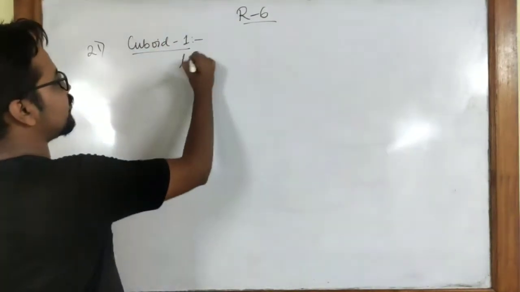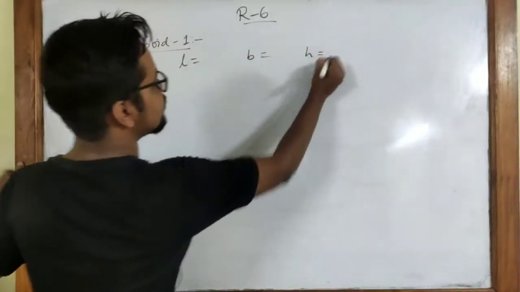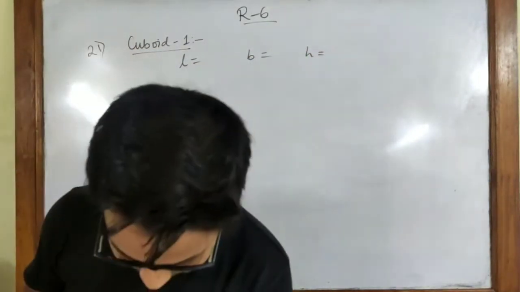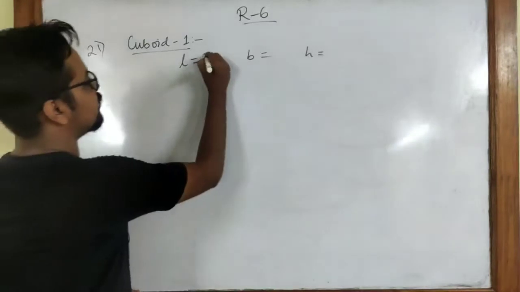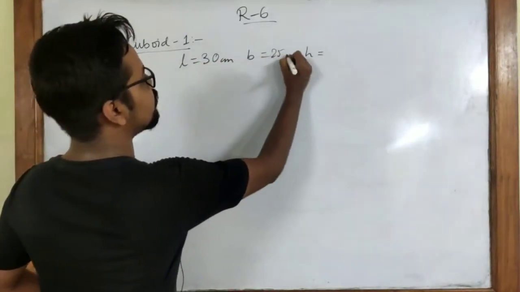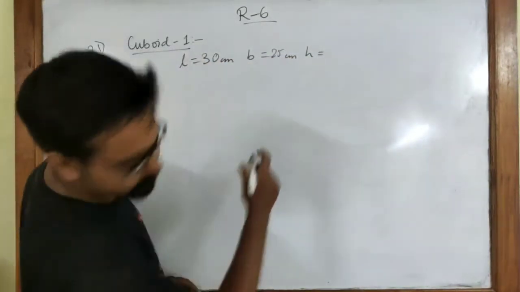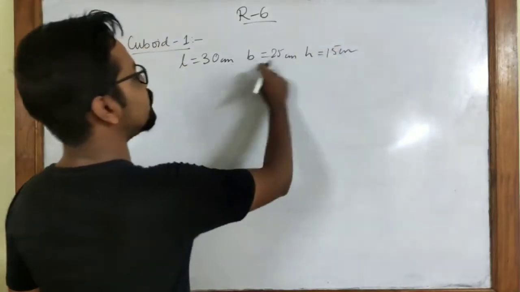Length, breadth and height are given. L is given, B is given, H is given. What is length? Length is 30, breadth is 25 and height is 15. So this is 30, this is 25 and this is 15 centimeter. So length, breadth, height given.